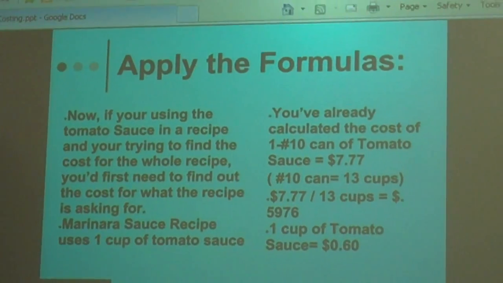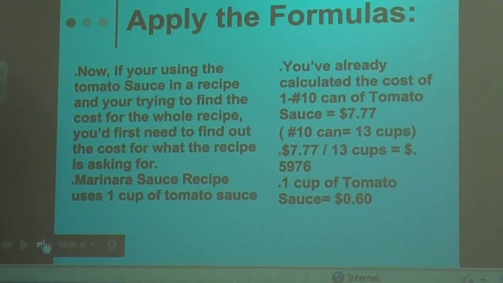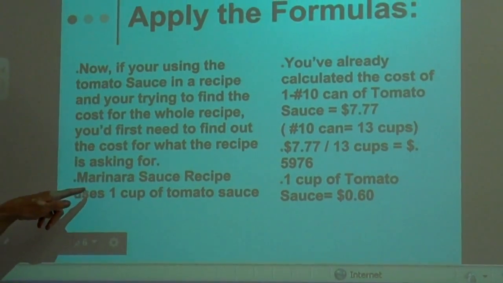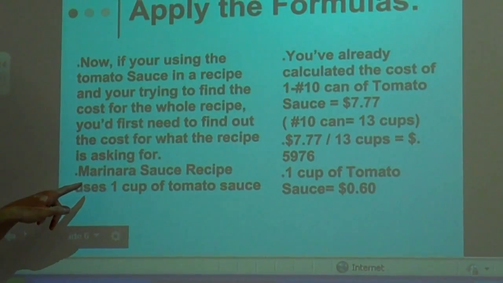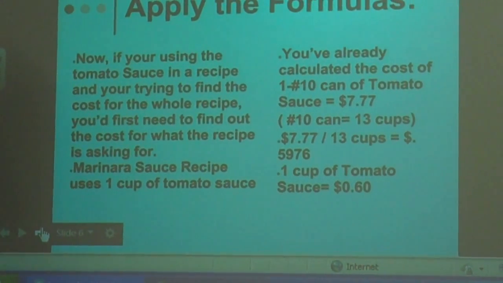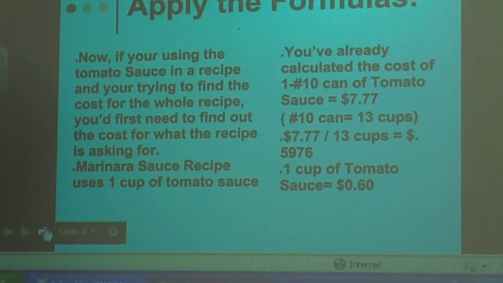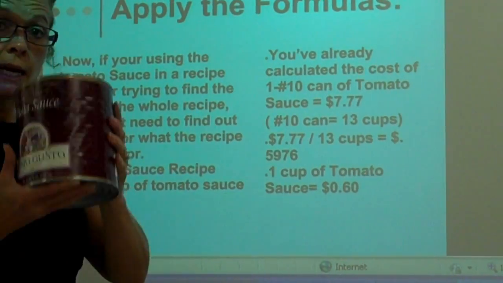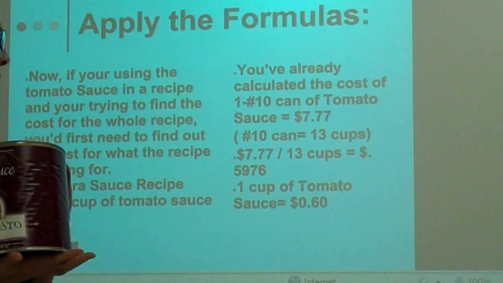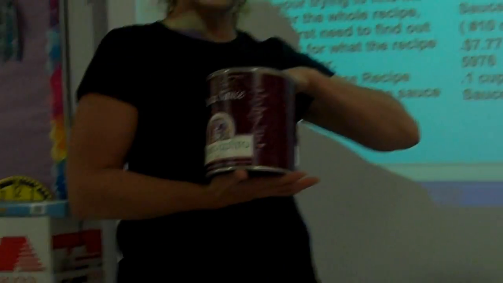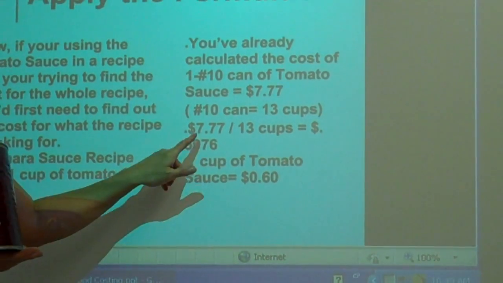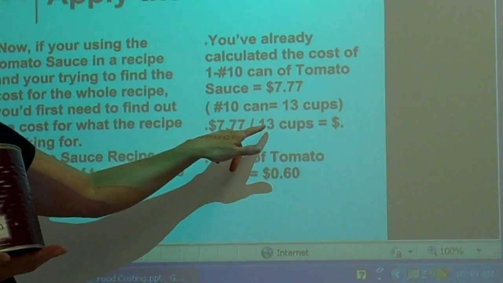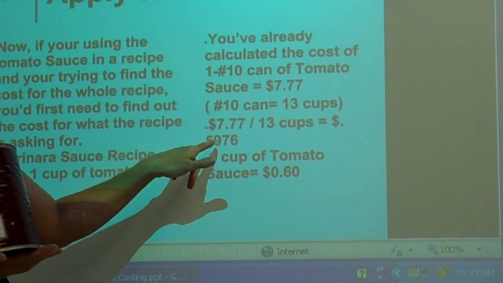Now, if you're using the tomato sauce in a recipe, we need to find out how much the recipe is using out of this can. So right now, we're saying that the marinara sauce that you guys are making in class takes 1 cup of tomato sauce. Because remember, in class, we're only making enough for 2 people. All right? You've calculated the cost of this can as $7.77. And there are 13 cups inside this can. All right? So this is where I'll show you the $7.77 divided by 13 cups is 59 or 60 cents.